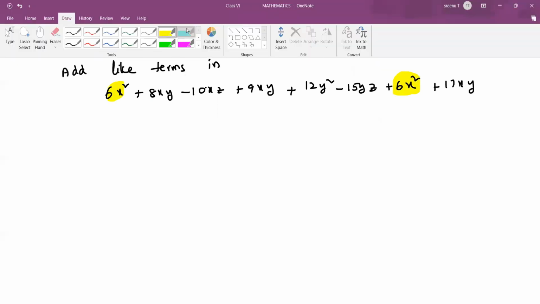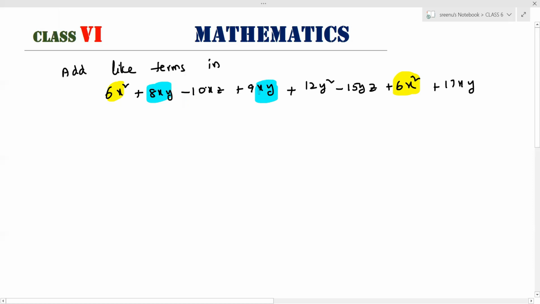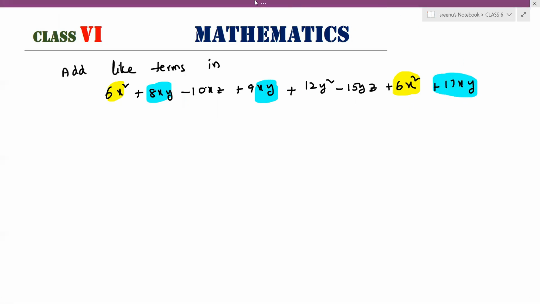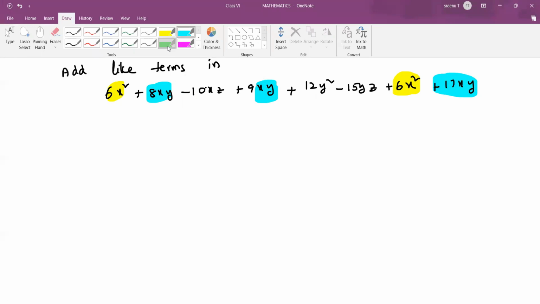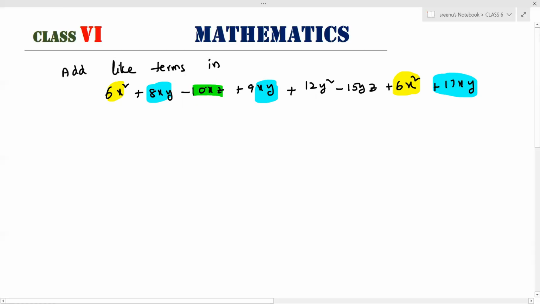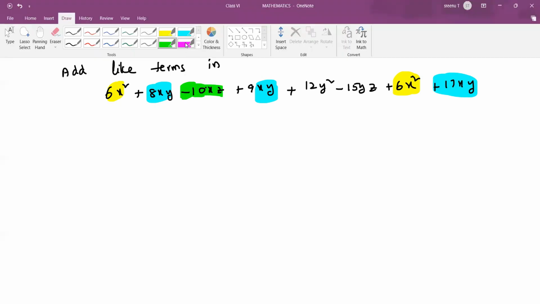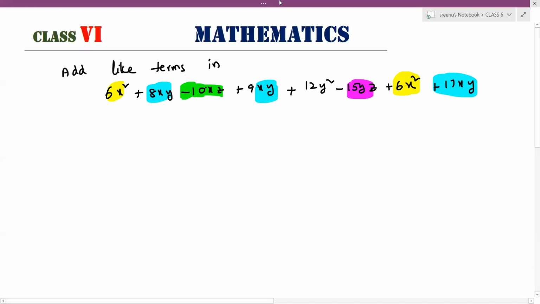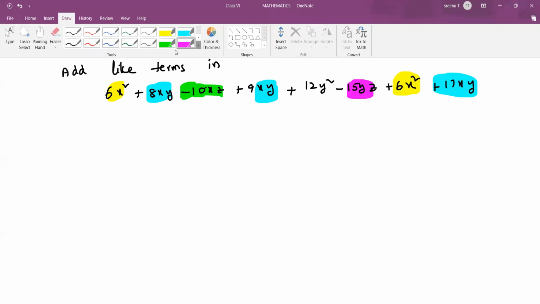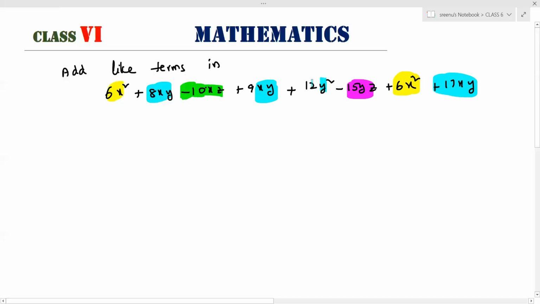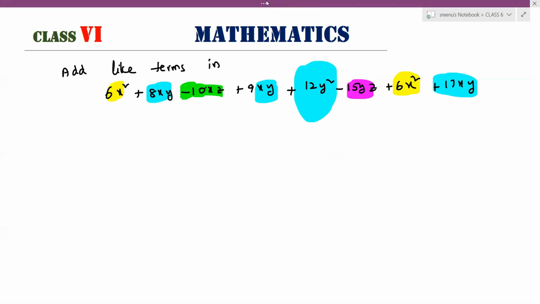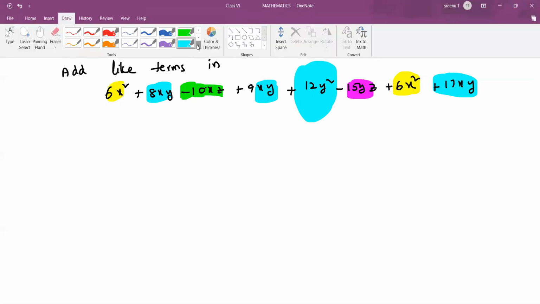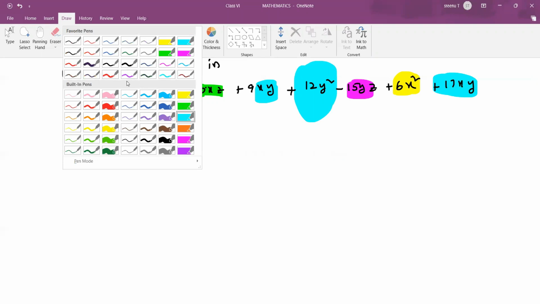Next, xy terms: 8xy, 9xy, 17xy. Next, xz terms, only one. And then yz is also one. And next, y square is also one. Okay, this is different, and I circle this. This is not an xy term. Do not confuse. Now I'm adding all this.